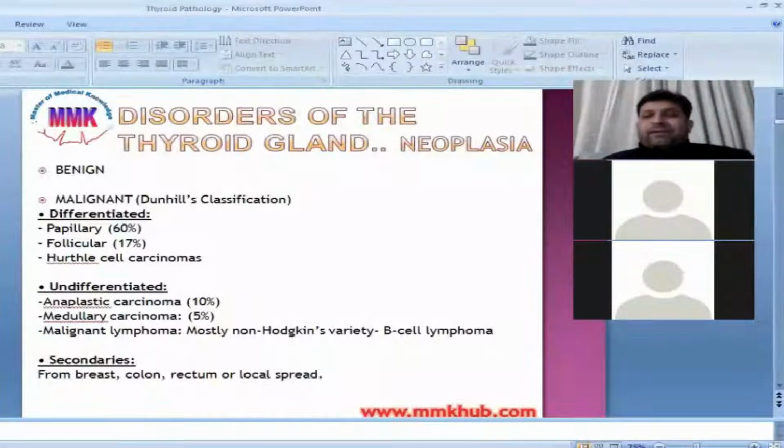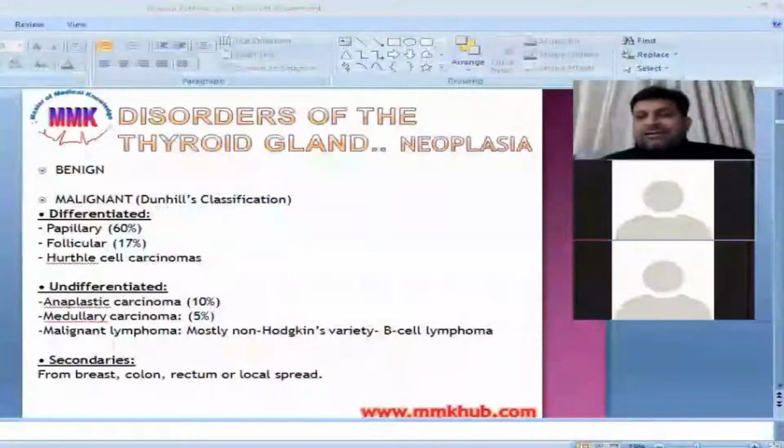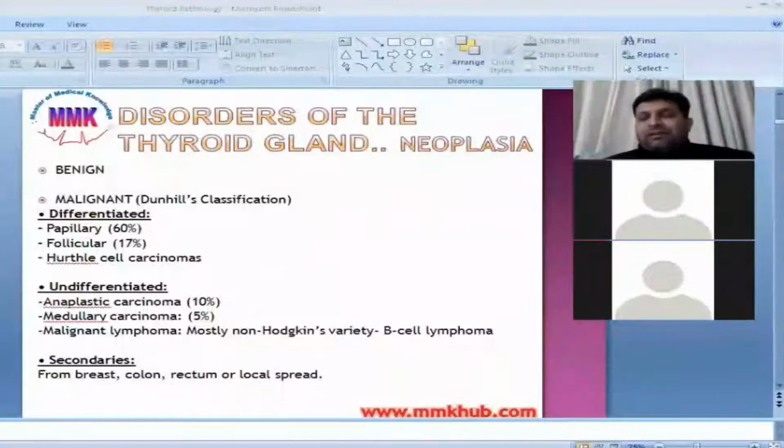The next disorder of the thyroid gland is neoplasia. We normally use the term neoplasia for any tumor, but neoplasia is not always a cancerous condition. In every condition, neoplasia is not cancer. Neoplasia can be benign. Benign means it's non-cancerous. It is not cancer but it is a tumor. And the second is malignant.